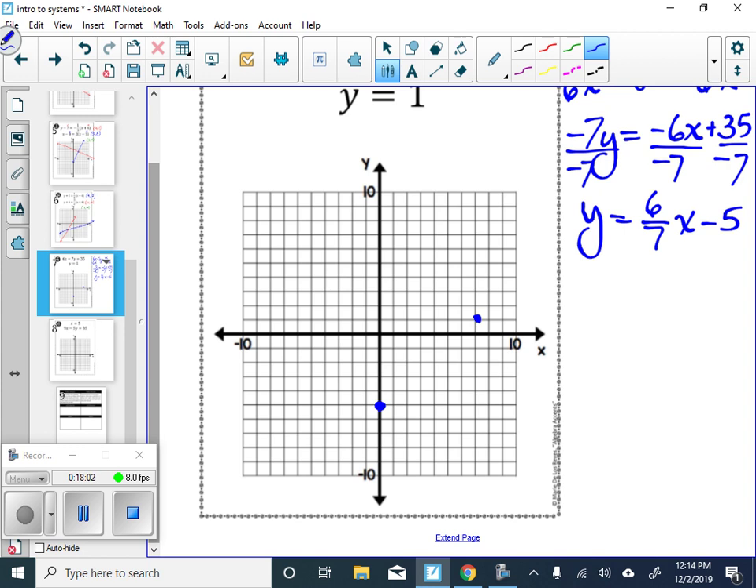And by my calculations, that's the only other point I can get on there. That's all I have room for. So I'm going to use my straight edge, my ruler, and go ahead and draw the line for my first graph.